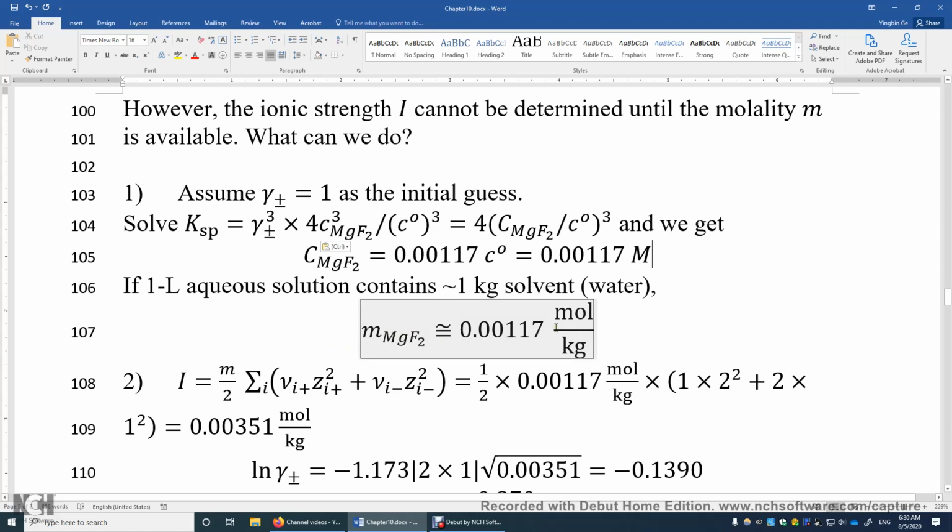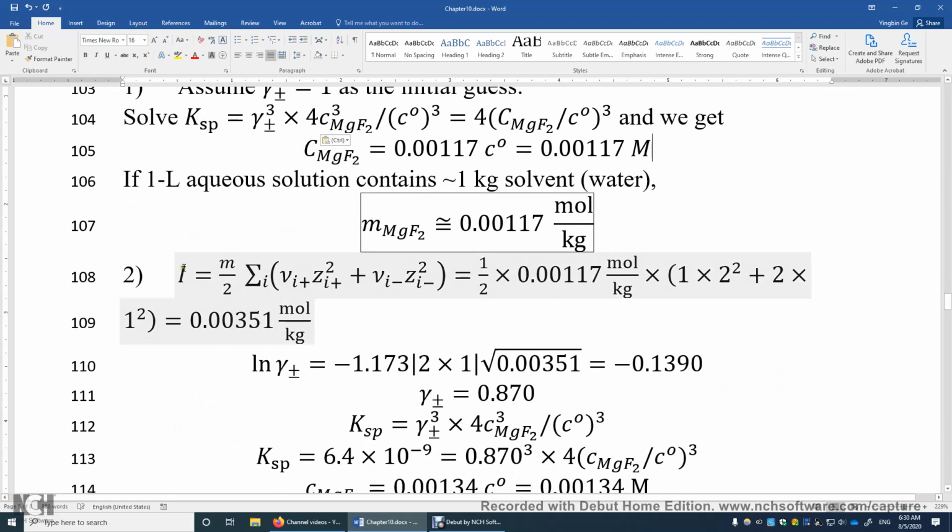We're not done, because we assumed the activity coefficient is 1. It's not 1, because we have ions, this much ions in water. So this time we recalculate this I. This I is not 0. So we plug in the numbers. This is the coefficient of magnesium, the charge of magnesium, the coefficient of fluoride, the charge of fluoride.